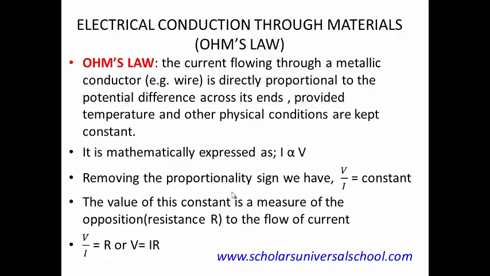So mathematically, we can have that V over I is equal to R. Your V over I, which is the potential difference over the current, is equal to the resistance. Remember, potential difference is measured in volts, current is measured in amperes, and resistance is measured in ohms. So I can have that V equals IR. This explains the relationship between your potential difference and your current, and the relationship is given by what we call Ohm's law.